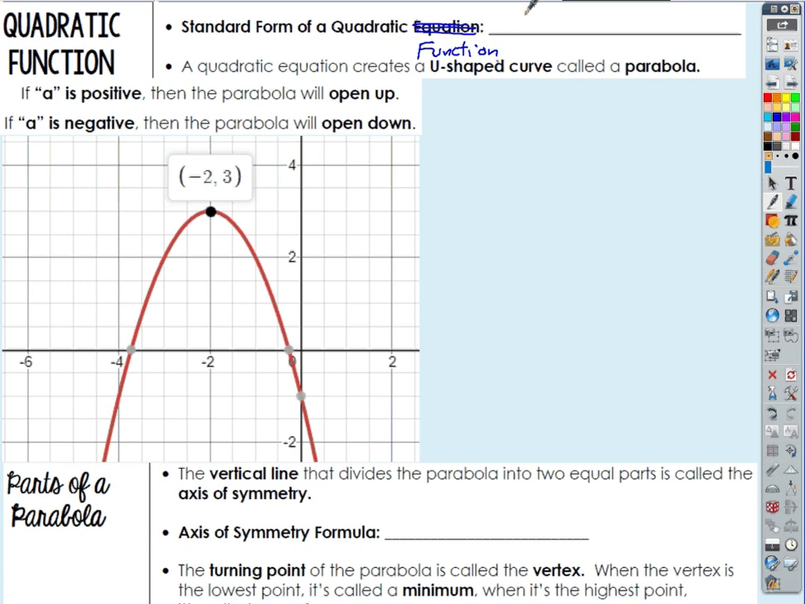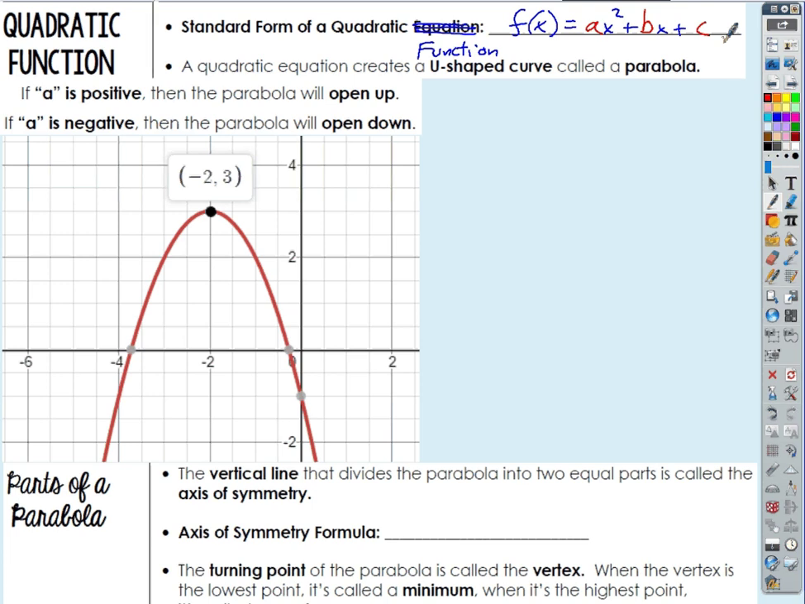Standard form of a quadratic function is f of x equals ax squared plus bx plus, what do you think? C, you got it. Ax squared plus bx plus c. And we'd say that a and b and c are just parameters, meaning they're just special numbers. They're numbers we would plug in to dial in a specific parabola. In much the same way that if we were to graph a line, the parameters would be m and b.